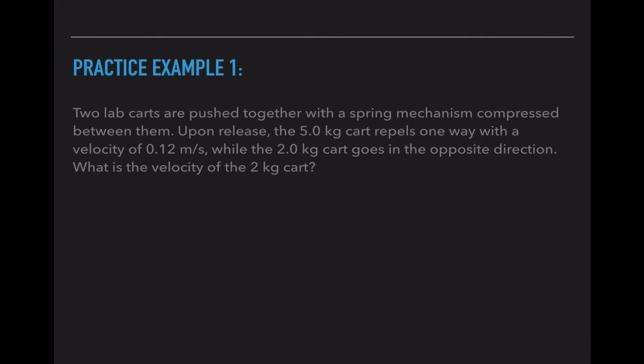So practice example number 1. 2 lab carts are pushed together with a spring mechanism compressed between them. Upon release, a 5 kilogram cart repels in one direction with a velocity of 0.12 meters per second. The 2 kilogram cart goes in the opposite direction. What is the velocity of the 2 kilogram cart? So if I draw a picture, this is our 5 kilogram cart, and this is our 2 kilogram cart.